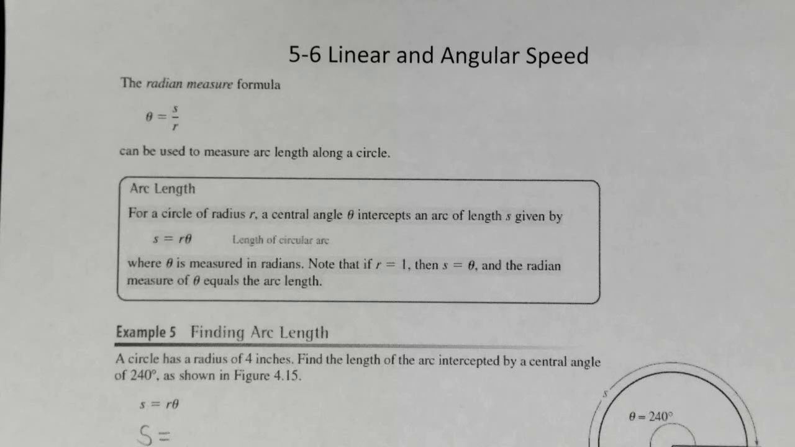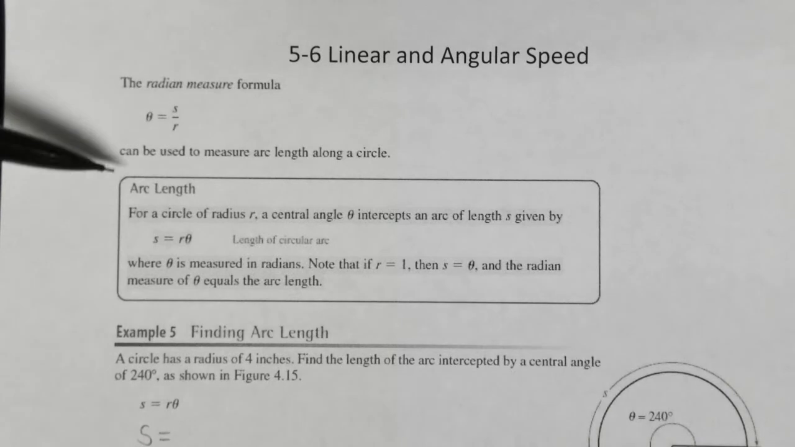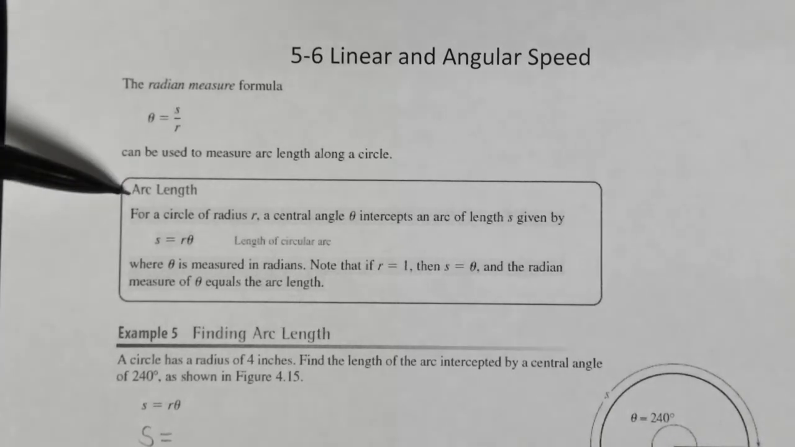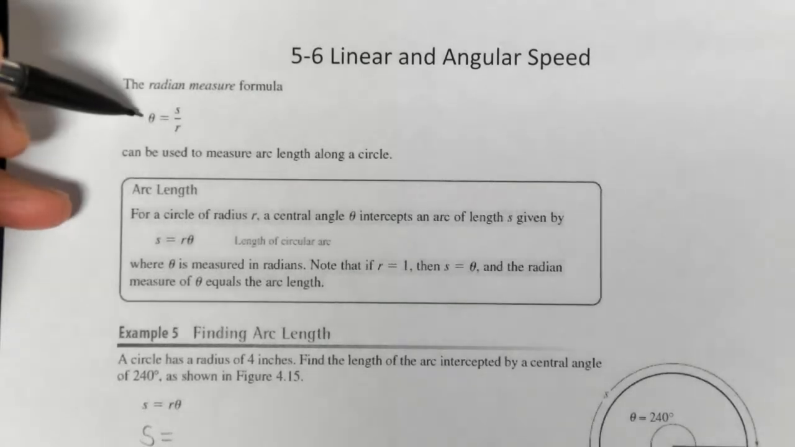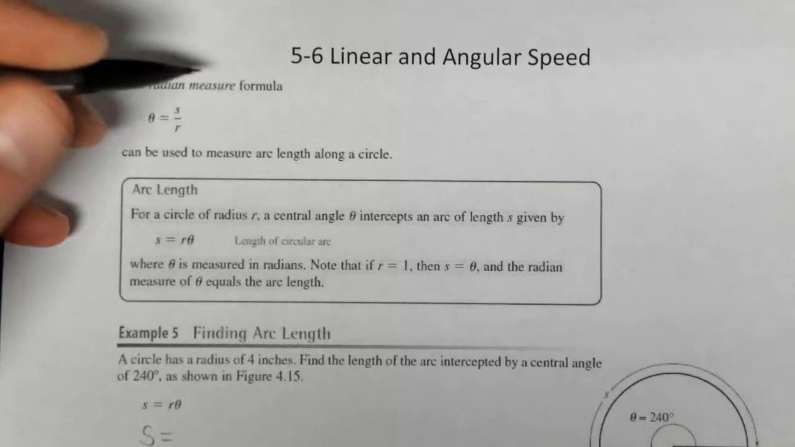Okay guys, in this section 5-6 we're learning about linear and angular speed. Okay, so the first concept that we come to is arc length. And so to get to arc length, what we start with is the radian formula.